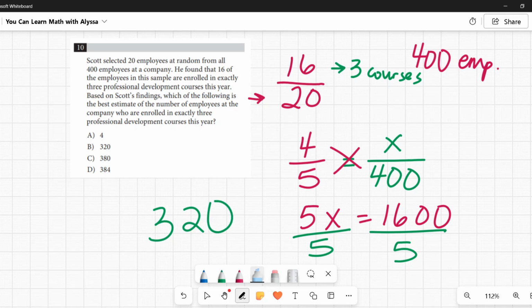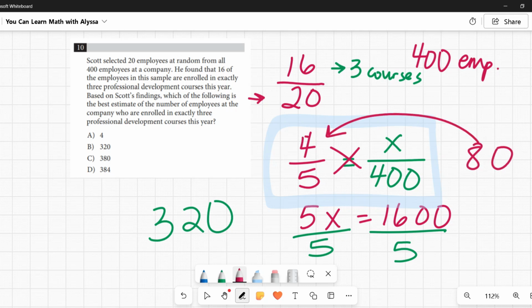Another way you can look at this is if you were at this point and it's 4/5 and it's 400, you might say, what is 4/5 of 400? Well, what is 1/5 of 400? 400 divided by 5 is 80, and then 80 times 4 is 320. Another way you could look at it. A lot of these problems, there is not one set way to solve them.